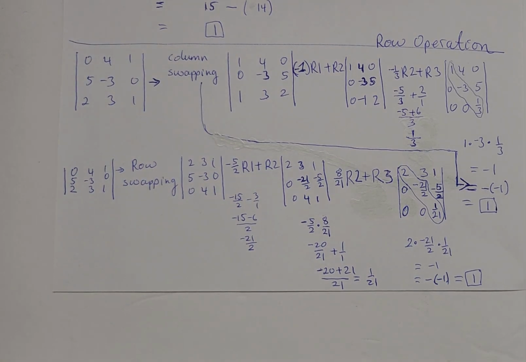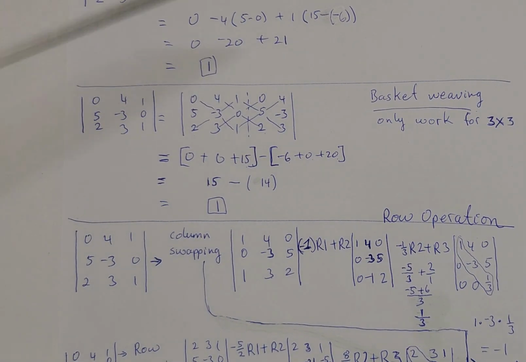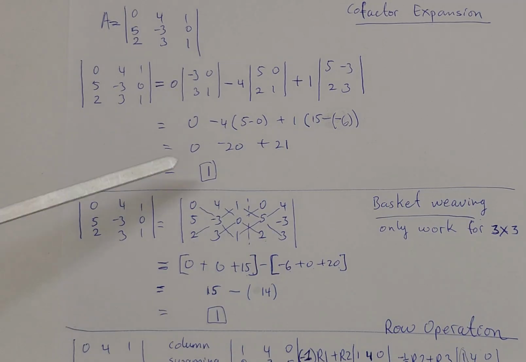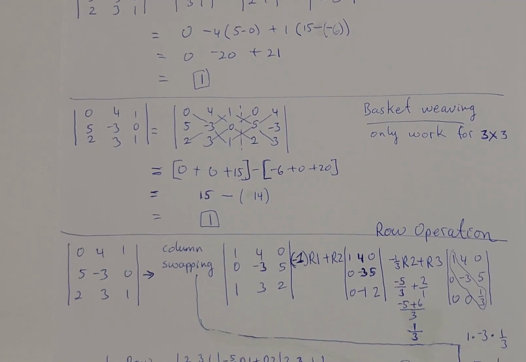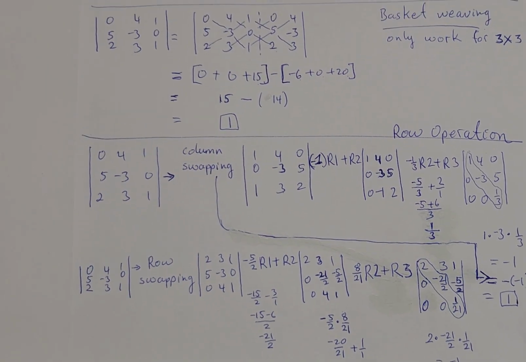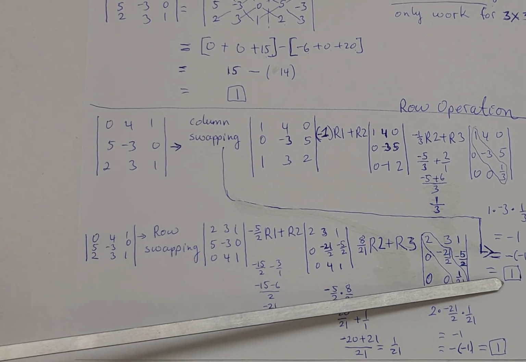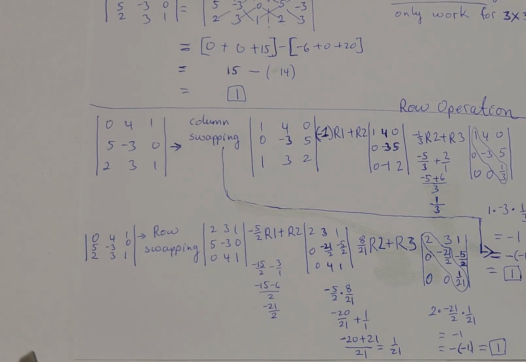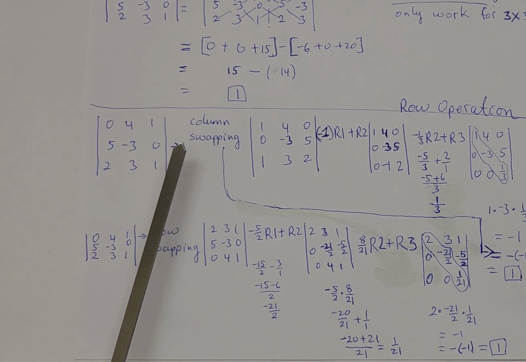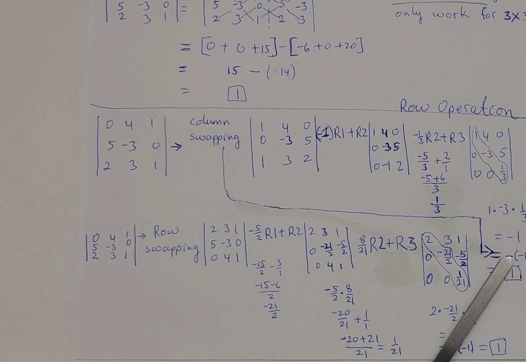And as you can see, row operations will give you the same results as cofactor expansion, positive 1, and basket weaving, also positive 1, and then row operation still gives me positive 1. Again, be very careful when you do row operations, and if you happen to switch columns or rows, you must put another negative in, okay? You have to put another negative in.